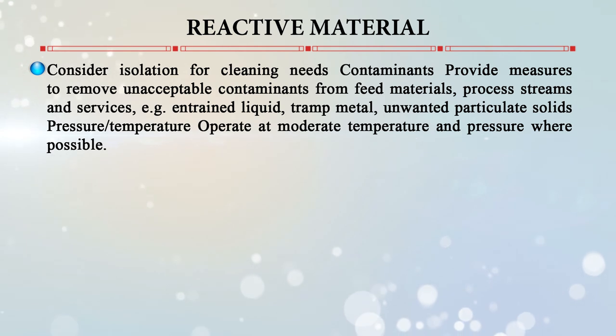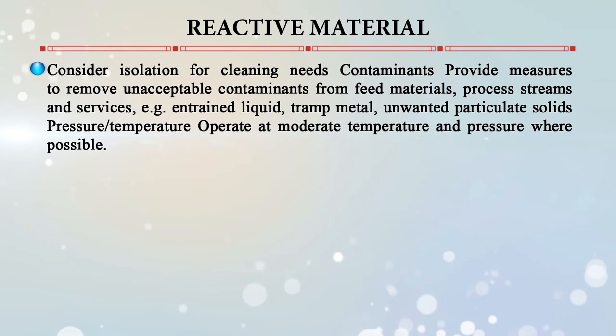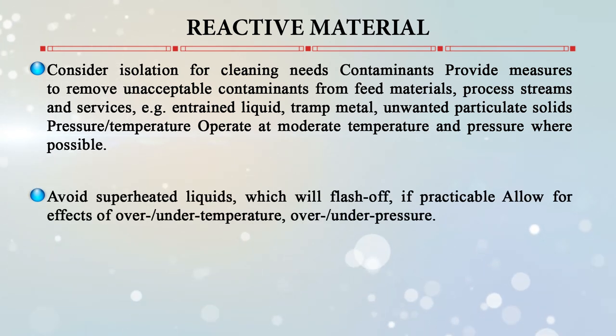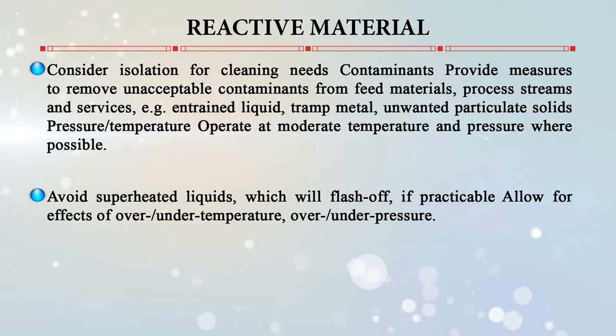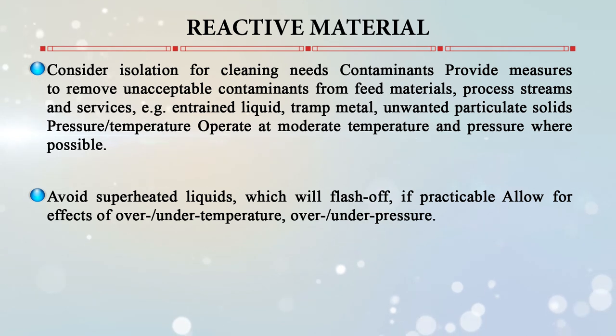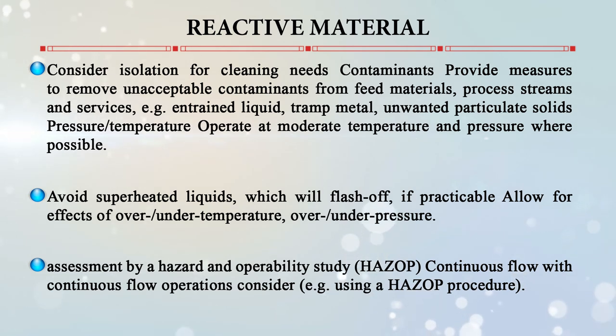Operate at moderate temperatures and moderate pressures wherever possible. And avoid superheated liquids that will flash off, and if practicable, allow for the effects of over or under temperature and pressure also. And assessment by hazard and operability study, normally called a HAZOP, for continuous flow operations, using proper HAZOP procedures. So this type of mitigation measures we have to observe for chemical hazards.